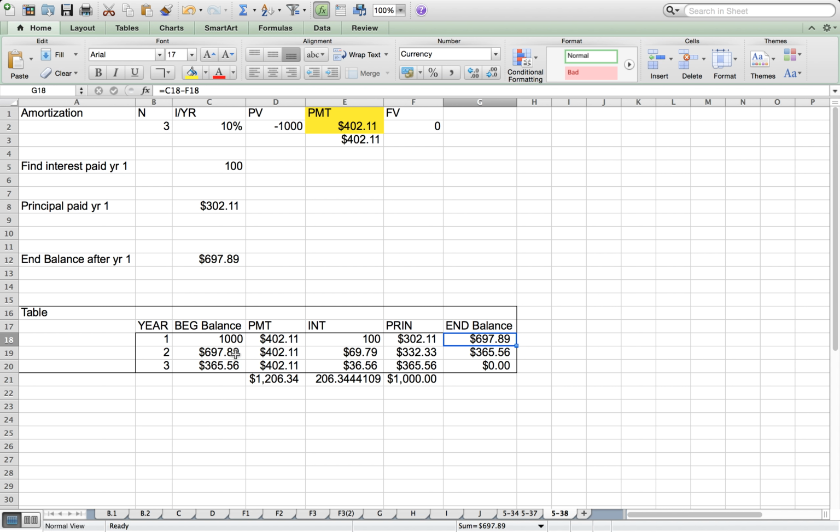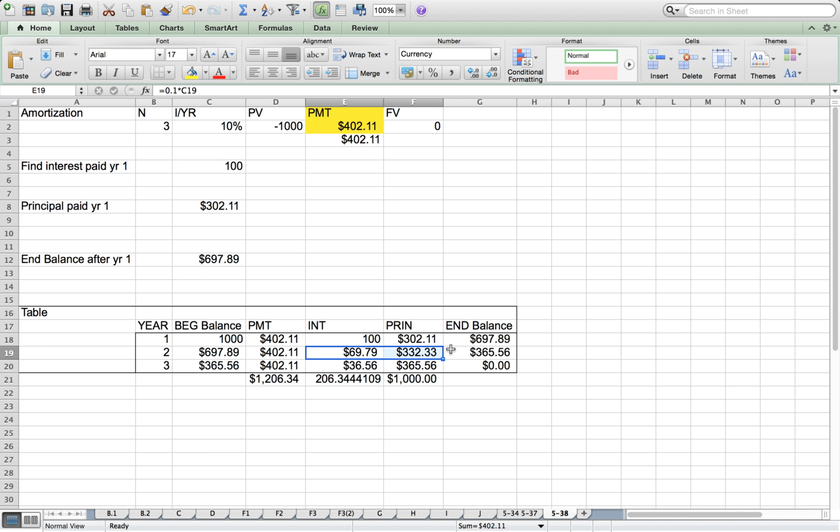We're going to do this entire process over again in year 2. We'll start with $697.89. We have our total payment of 402. Now our interest payment is $69.79, and our principal payment is $332.33. So real quick, just zone in on this. Notice what's happened. The interest payment has gone down, and the principal payment has gone up.